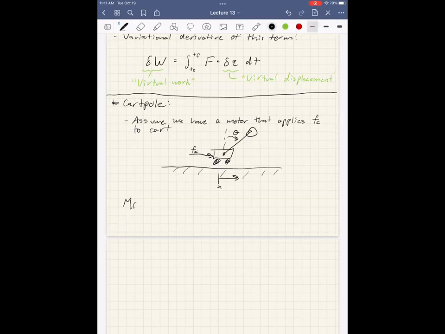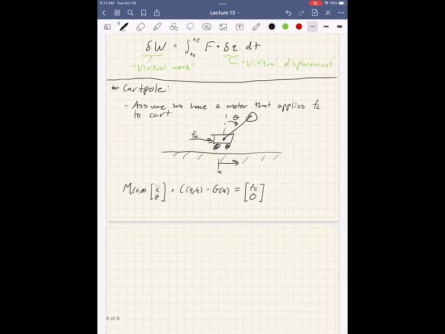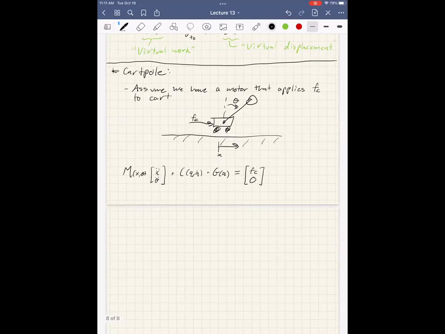You'll get the mass matrix we had before, which now is M of x, theta times x double dot, theta double dot. You'll get C of q, q dot, G of q, just like we had before. And then we're going to have this new forcing term on the right-hand side that's going to have this cart force acting in the x coordinate, right? So that's what that looks like. Cool. Any questions about that? Straightforward, you guys have seen this before.